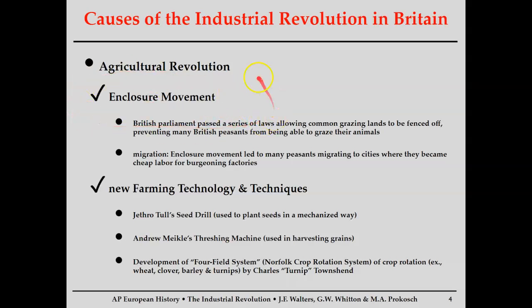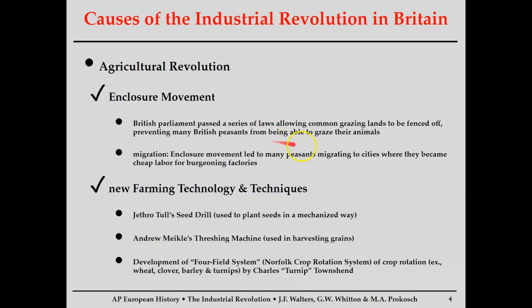So the first major element of the agricultural revolution is a change the British Parliament makes. Historically in Britain, in a little town, a township, county, what have you, there was common land where any British peasant could farm, graze their animals especially, and they could do that legally. But then the British Parliament passes a new set of laws that basically allows the privatization of that common land. So they started selling this common land to wealthy landowners.